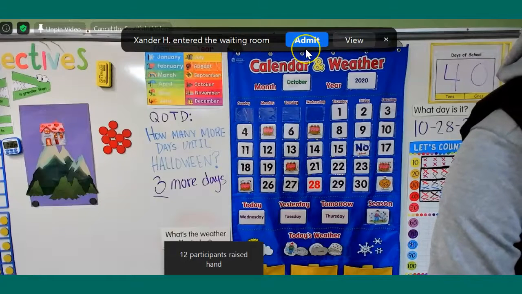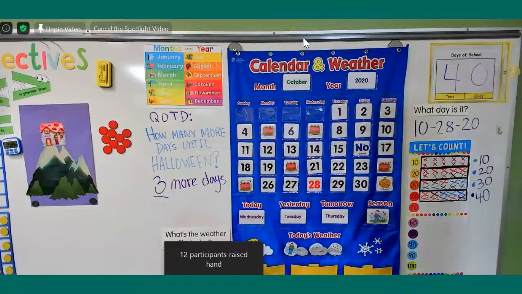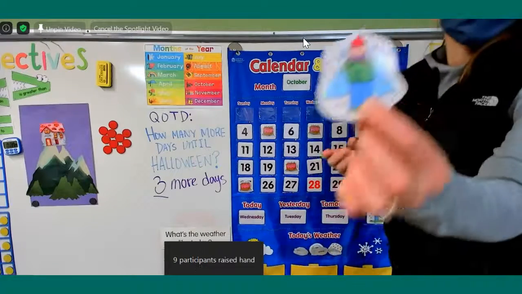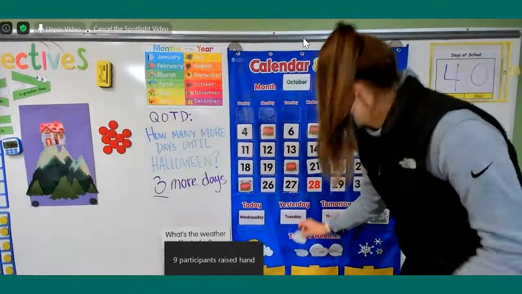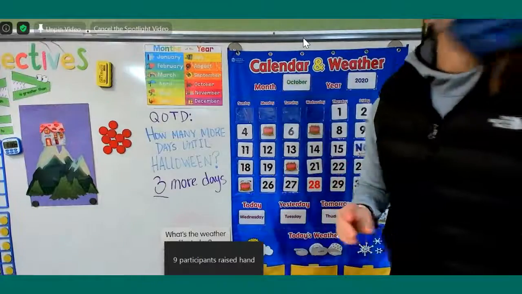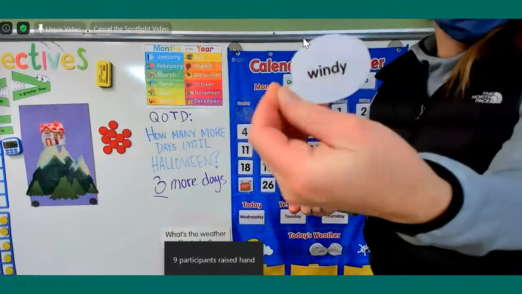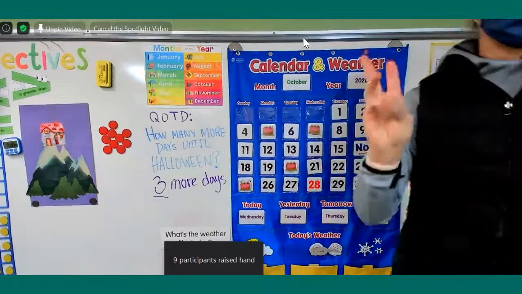Zayden, today's weather is... Can you read the cards again? Yes. Because that was cold. Maybe it's partly cloudy. It's kind of hard to tell right now. It's just now getting light out. Windy. Windy. So we would say today's weather is windy.